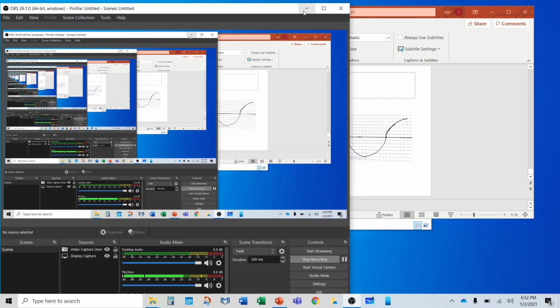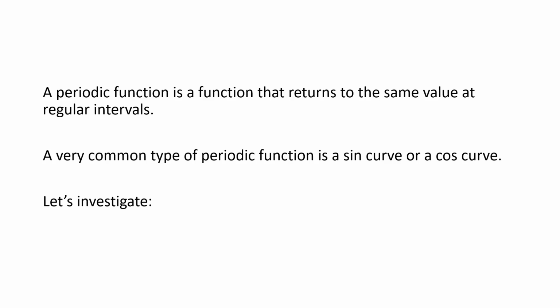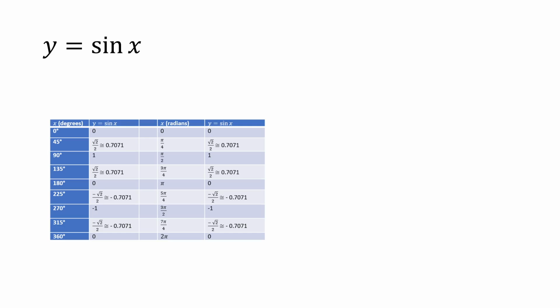In this lesson, we're going to talk about periodic functions and how to graph periodic functions. A periodic function is a function that returns to the same value at regular intervals. And a very common type of periodic function is either a sine curve or a cos curve. So let's investigate. Suppose we wanted to graph the curve y equals sine x.